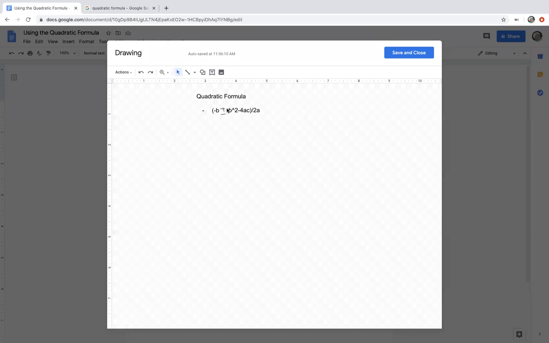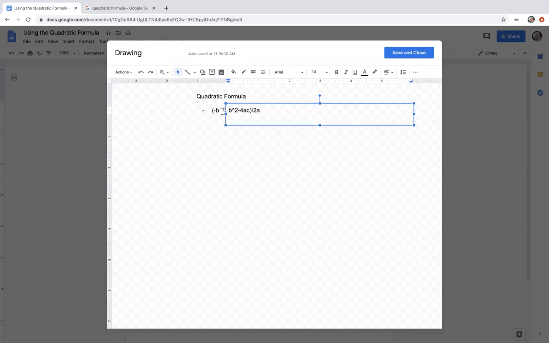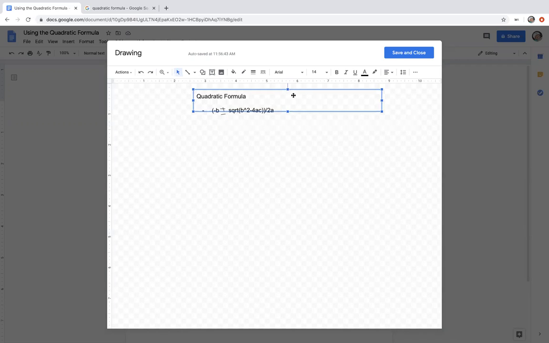Oh, sorry, I messed up on one small detail. Here, it's this entire thing square rooted. B squared minus 4ac is supposed to be square rooted. So that is the quadratic formula.